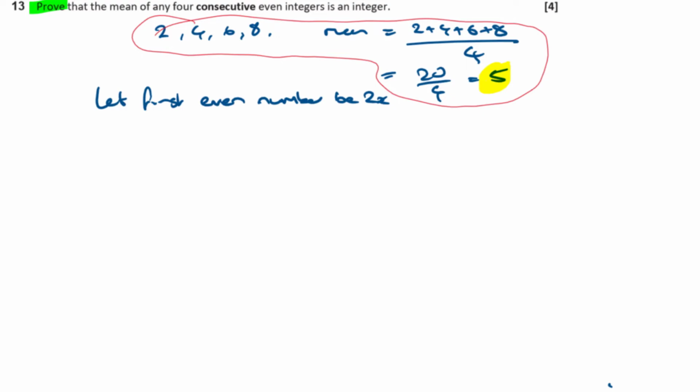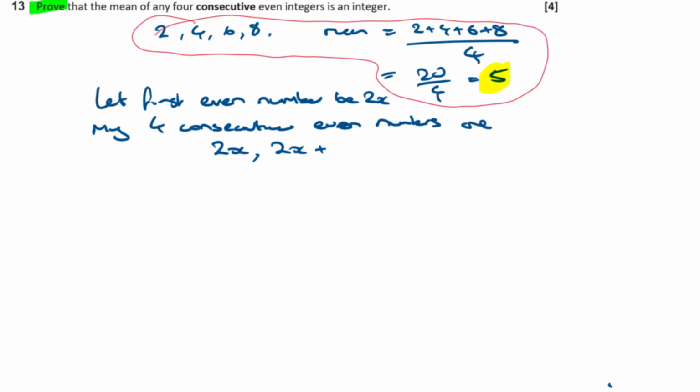So I'm using 2x because it's an even number. I could really use x, but I think it's clearer if I just use 2x. So then let the first even number be 2x, so my 4 consecutive even numbers are, then I'm going to get 2x is the first one, then 2x plus 2, then 2x plus 4, and then 2x plus 6, aren't they? They're going to be my 4 consecutive even numbers.